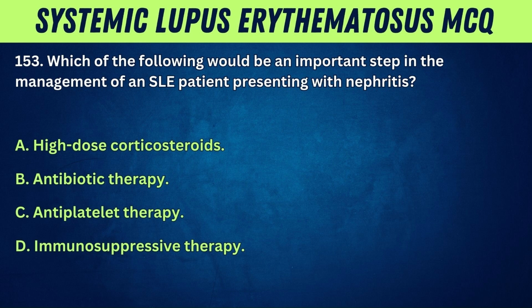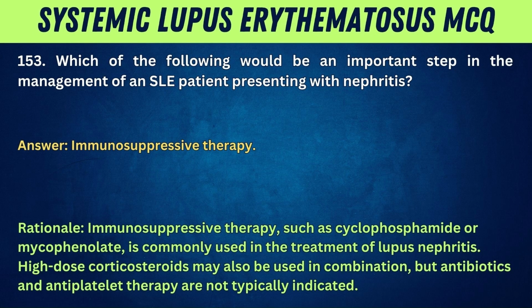153. Which of the following would be an important step in the management of an SLE patient presenting with nephritis? A. High-dose corticosteroids. B. Antibiotic therapy. C. Antiplatelet therapy. D. Immunosuppressive therapy. Answer: immunosuppressive therapy. Rationale: immunosuppressive therapy, such as cyclophosphamide or mycophenolate, is commonly used in the treatment of lupus nephritis. High-dose corticosteroids may also be used in combination, but antibiotics and antiplatelet therapy are not typically indicated.